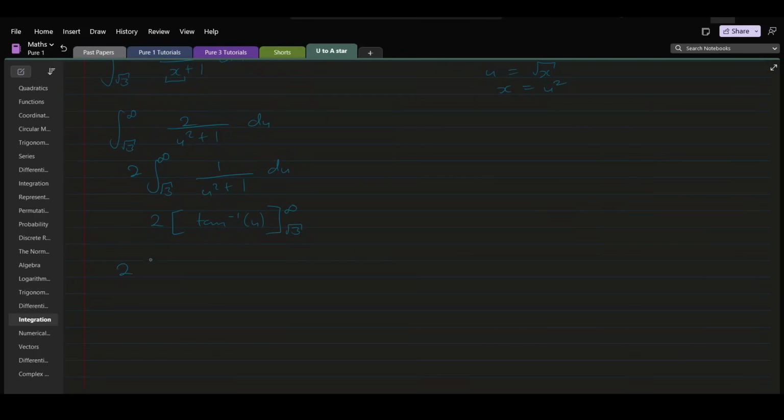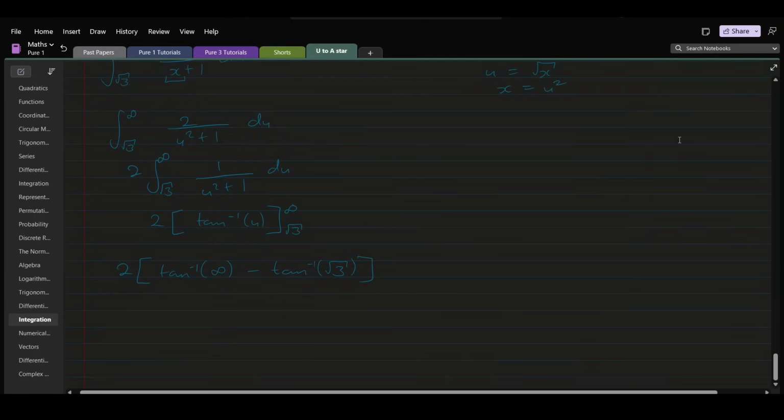And now let's substitute in our limits. So we've got arctan of, our upper limit is infinity, minus our lower limit arctan of root 3. And this is, let's close our bracket.